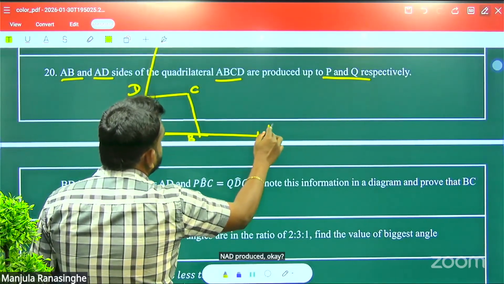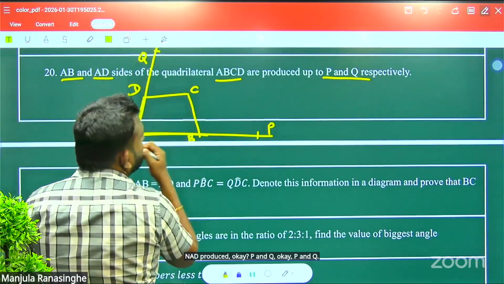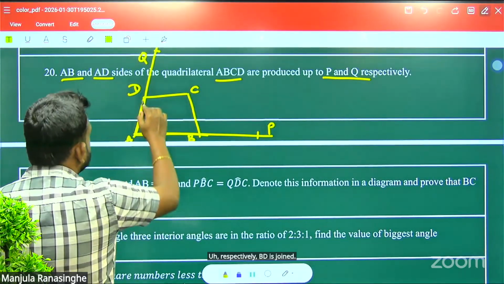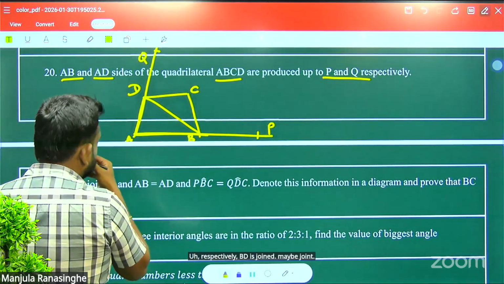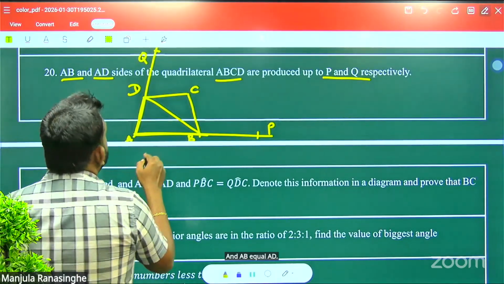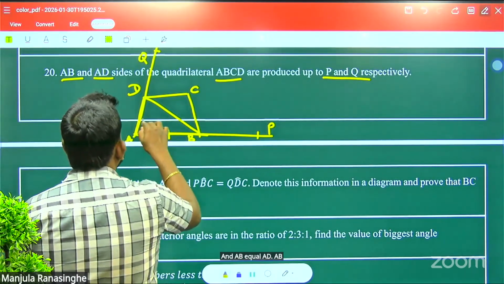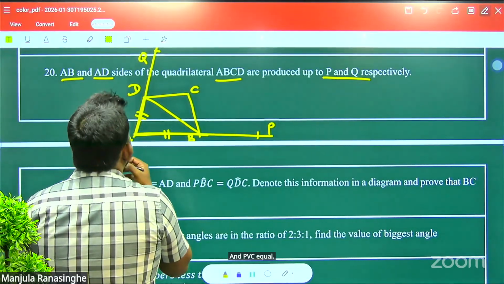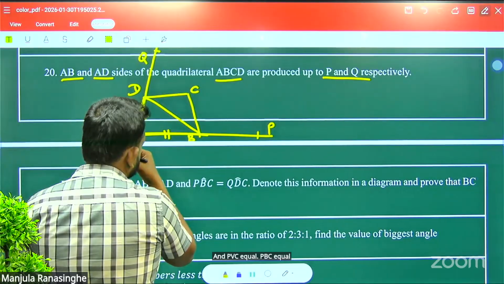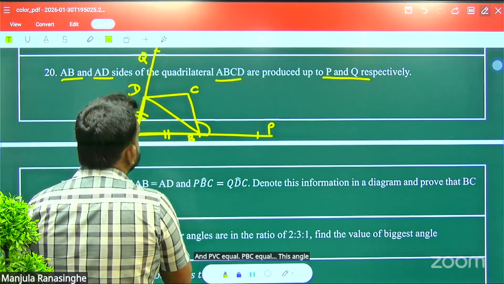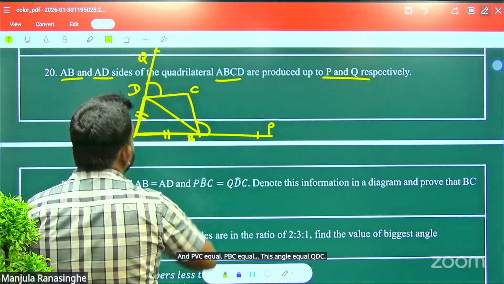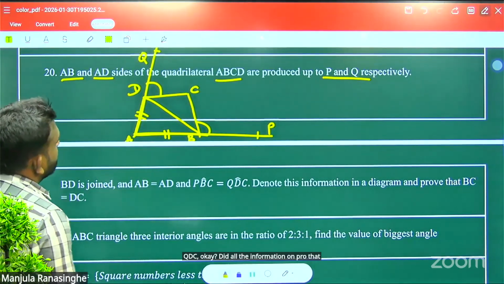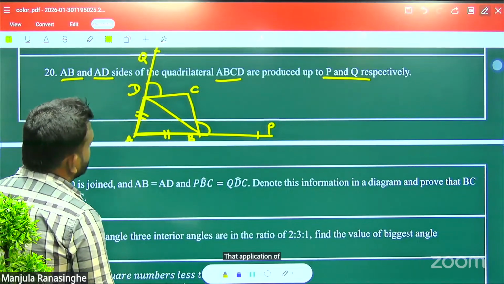P and Q respectively. BD is joined and AB equals AD. Angle PBC equals angle QDC. Denote the information on the diagram and prove that BC equals DC.